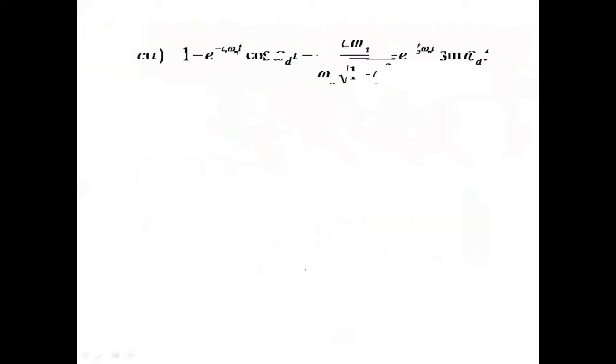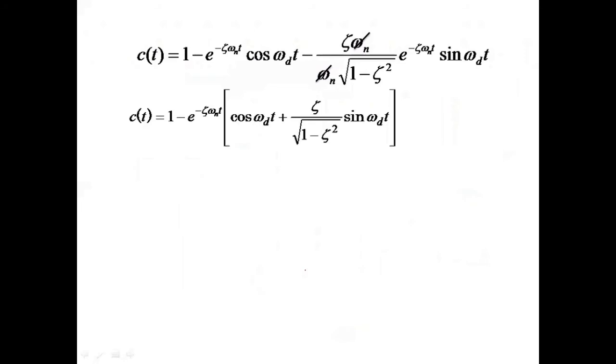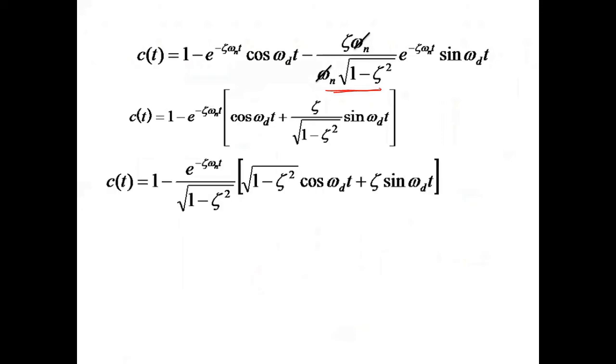So now for the simplification, we have simplified from the previous expression. Omega n gets cancelled out. I have substituted for omega d as omega n into square root of 1 minus zeta square. I have just simplified it, and I have taken e to the power minus zeta omega n t divided by square root of 1 minus zeta square as common.